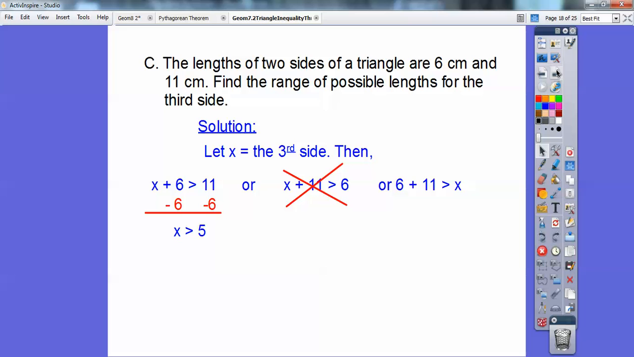So I'm going to take off 6 on the left and get x is greater than 5, and I'm going to add 6 plus 11 to get 17, so 17 is greater than x. So I'm going to put it in this inequality right here. x is between 5 and 17, so 5 is less than x is less than 17. And here's the trick, you guys. When you see a problem like that, just add those two numbers, 11 plus 6, that's my upper boundary, and subtract those two numbers, and that's my lower boundary.